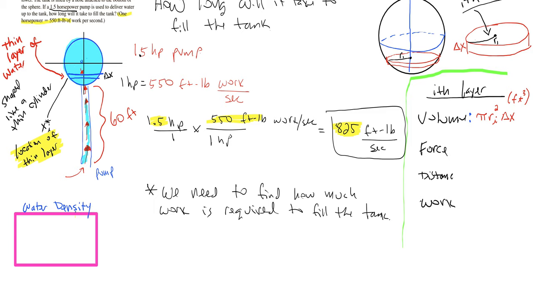Water density is 62.5 pounds per feet cubed. So this much feet cubed will get 62.5 times this much pounds. So force becomes this, 62.5 pi.